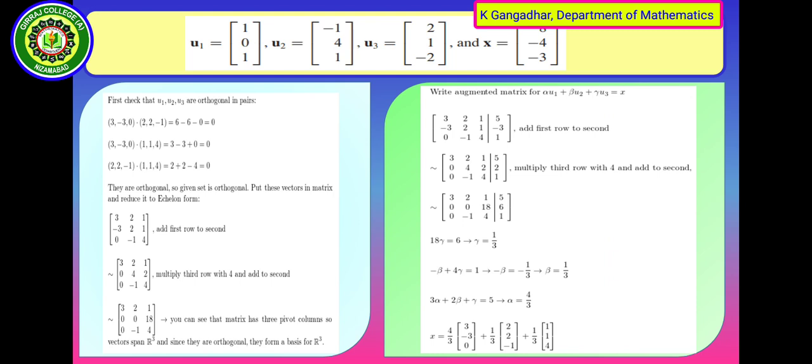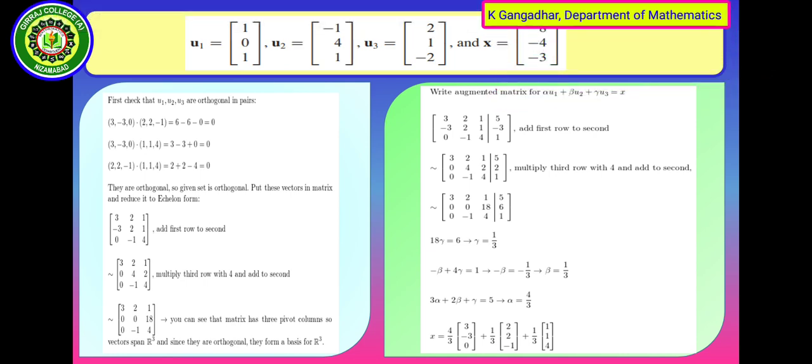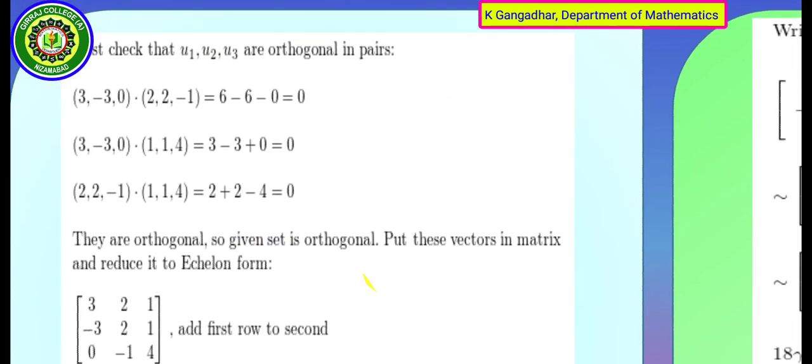Same model, next problem: u1 = (1, 0, 1), u2 = (-1, 4, 1), u3 = (3, 2, 1) minus 2, and x = (8, -4, -3). First we find the values u1 dot u1, u2 dot u2, u3 dot u3.